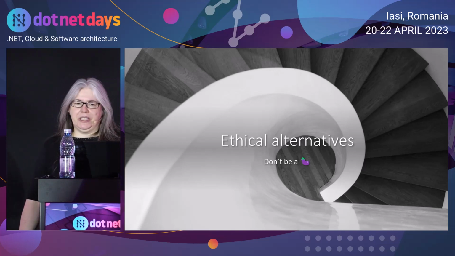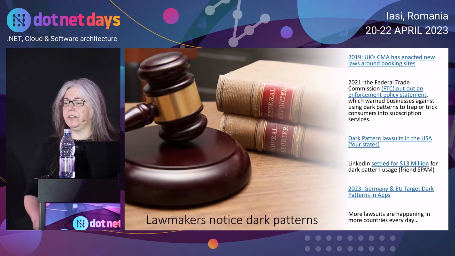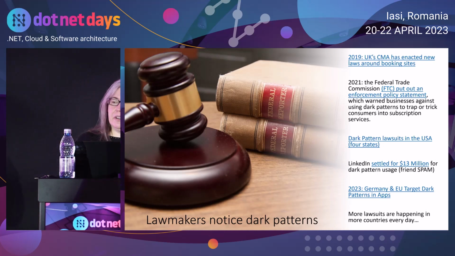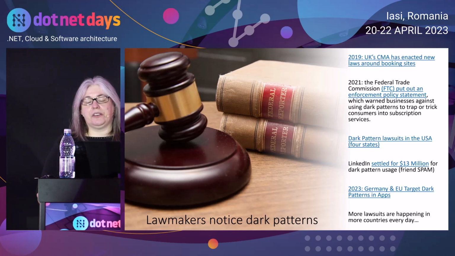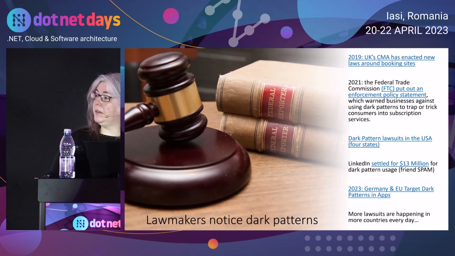So what can we do? First off, turn to the law. Go talk to your lawyer, not Saul Goodman, if you have watched that. But here's just a few samples. Worldwide, lawmakers are noticing. I already mentioned LinkedIn before, 13 million for friend spamming, privacy zuckering. 2019, the UK has a CMA, a consumer something. They are the ones who started making laws around the booking sites. So EasyJet then had to change a whole lot of stuff, or they weren't going to be allowed to operate. Same with Expedia and Booking.com and a whole bunch of others. That link has all the info in there.